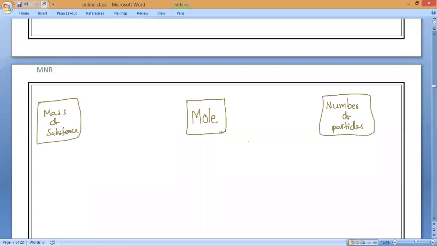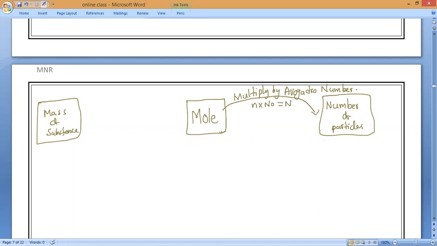Now, how to find that relation? Suppose we go from here to here. I want to get from mole to number of particles. So the relation will be like this. I have to multiply by Avogadro number. Do you understand, everybody? Yes, sir. Moles into Avogadro number will give you number of particles.